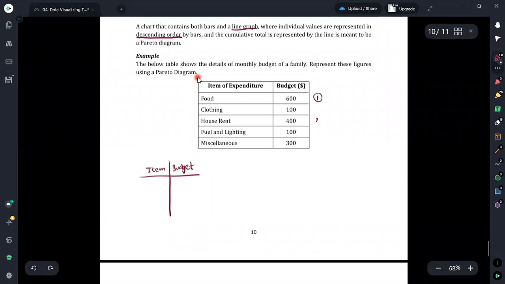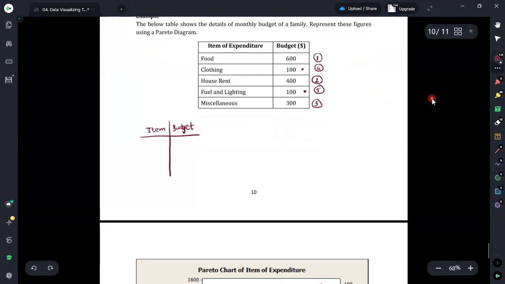This comes first, then the second one is this, third, fourth and fifth. You can change the order of these two places, because you can see that a similar value is included in both categories. Therefore, first we can rearrange these in descending order. Highest is for food and the value is 600. The next largest is for house rent, and it is 400. Then miscellaneous, 300.